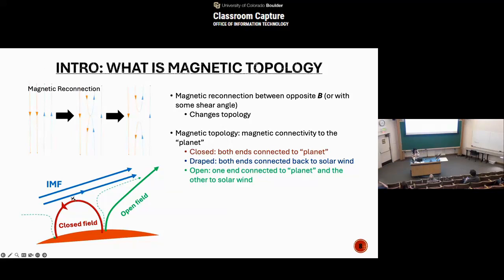At the bottom, you can imagine a closed loop reconnecting with the blue draped field lines, and we end up with a field line that connects to the planet on one end and to the solar wind on the other end. And we can also have two open field lines reconnect and create a closed field line. So the magnetic topology is actually very dynamic and complicated at these planets.